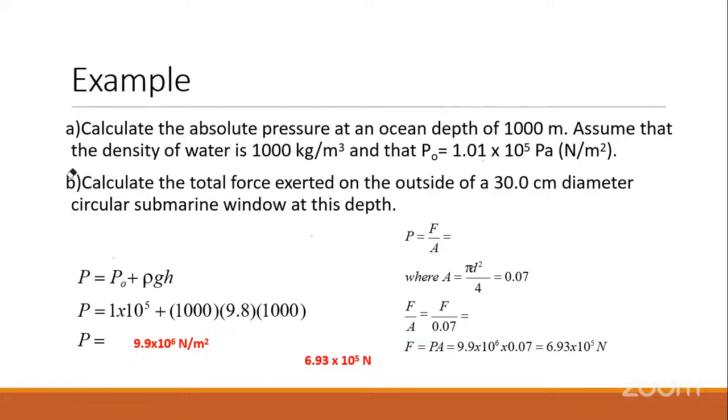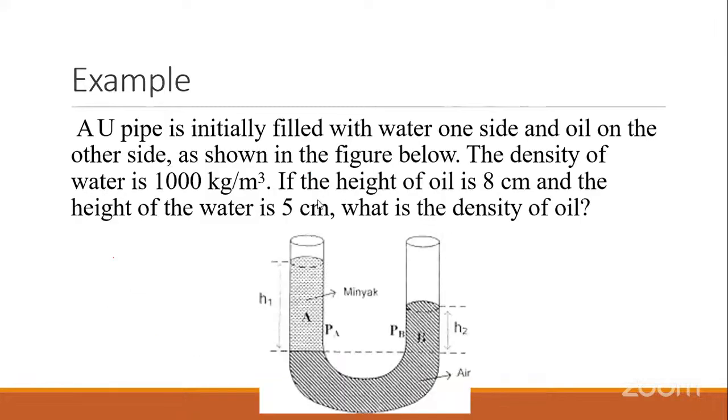So we'll move to the next slide. Here we are asked to calculate the density of oil. The question says a U pipe is initially filled with water on one side and oil on the other side, as shown in the figure below. The density of water is 1,000 kilogram per meter cube. If the height of the oil is 8 cm and the height of the water is 5 cm, what is the density of oil?